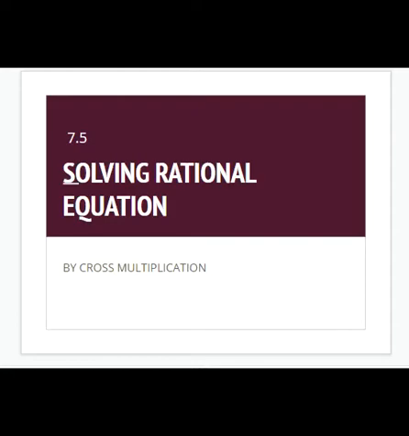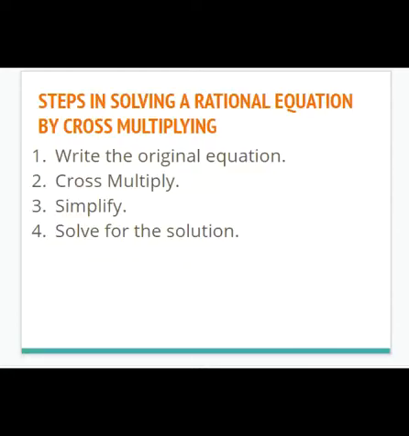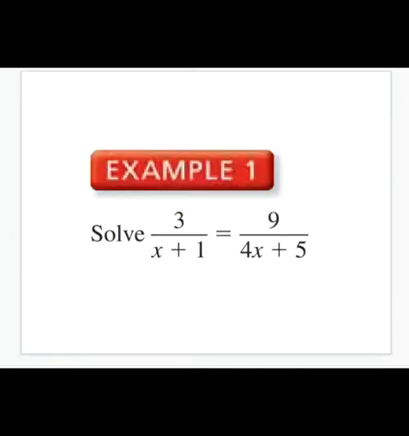Solving rational equations by cross multiplication. These are the steps in solving a rational equation by cross multiplying. First, write the original equation. Second, cross multiply. Third, simplify. And fourth, solve for the value of our solution.